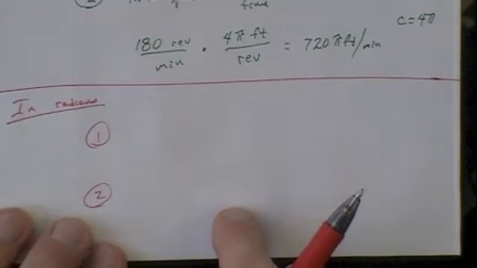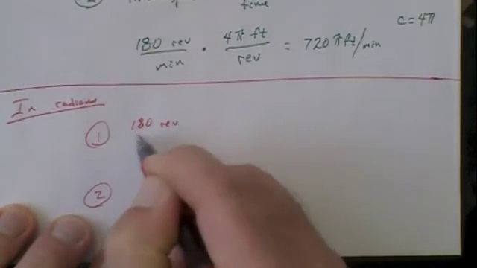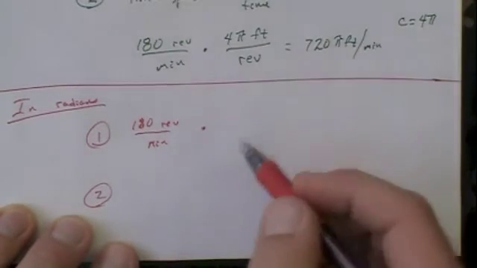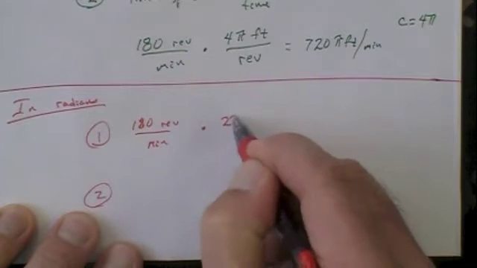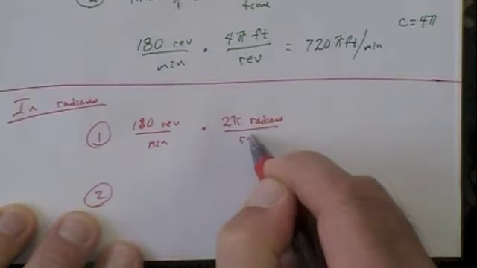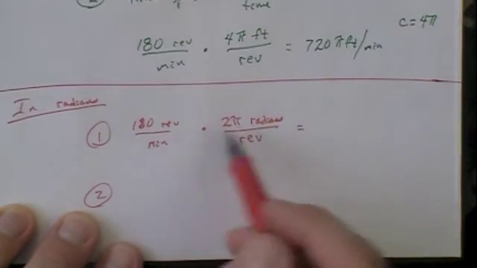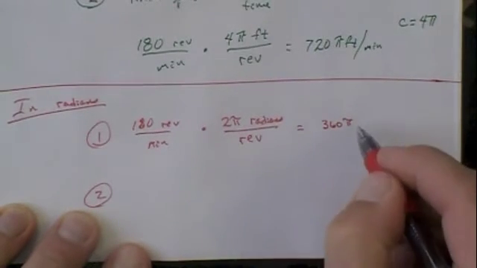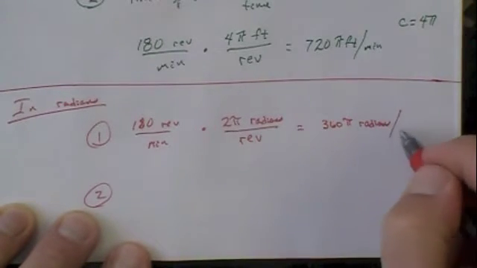Now we're going to solve this same problem in radians. Again, we're still looking at 180 revolutions per minute. But when we're talking about radians, now instead of saying 360 degrees per revolution, now we're going to say it's 2 pi radians per revolution. So now when we multiply that out, again, revolutions cancel. 180 times 2 pi gives us 360 pi radians per minute.